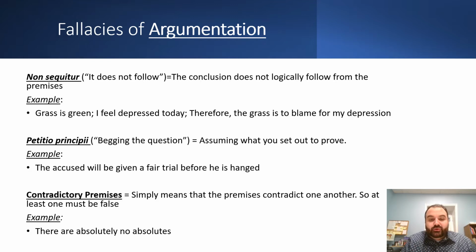You're already assuming that they're guilty because you're saying that they're going to be hanged. So how on earth could you give them a fair trial if you're already assuming that they're guilty? Again, you've already assumed what you believe to be true. It's very similar to when in an argument you already in your mind assume something to be true.